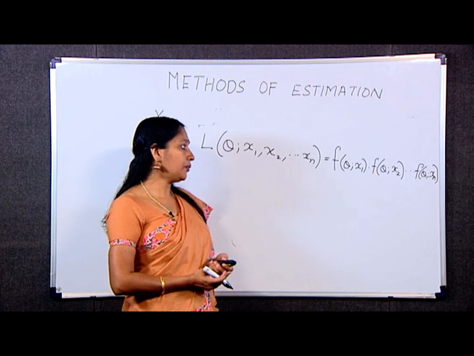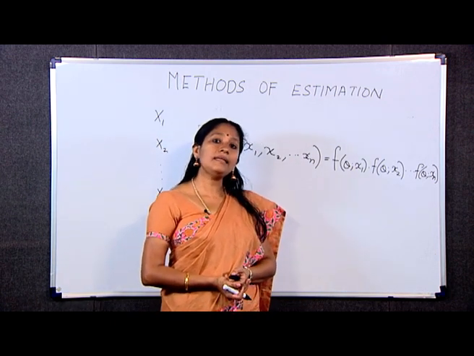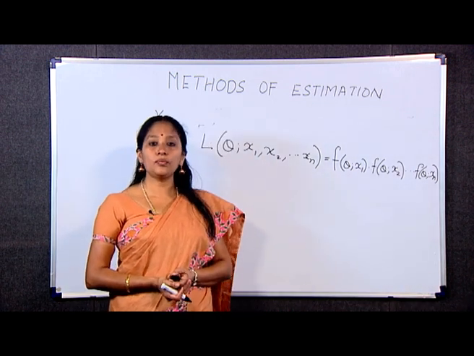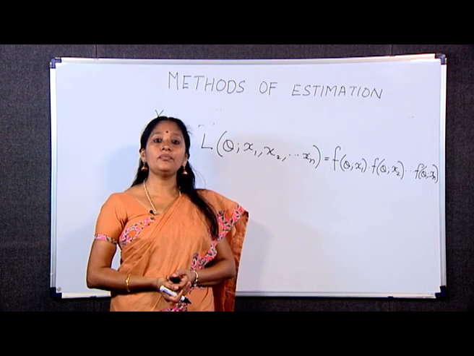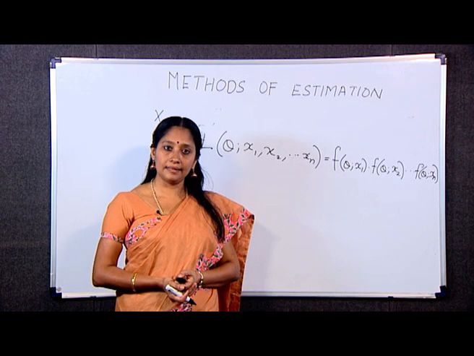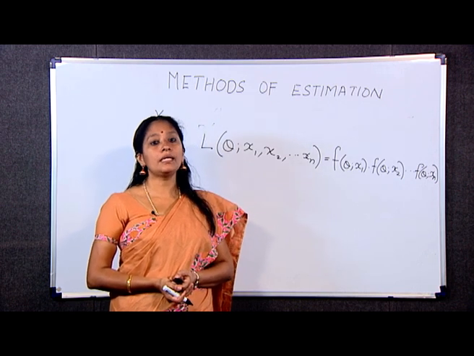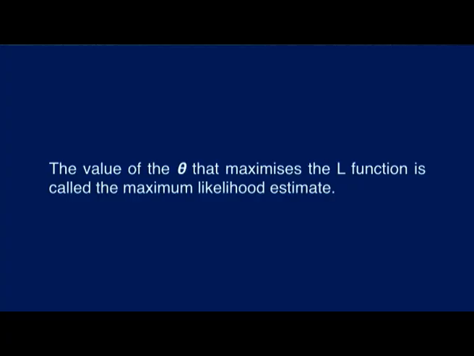These values f_theta(x1), f_theta(x2), ..., f_theta(xn) are calculated at the sample points x1, x2, ..., xn. For given values of x1, x2, ..., xn, the likelihood function is clearly a function of the parameter theta. Now, the value of theta that maximizes the likelihood function is called the maximum likelihood estimate.